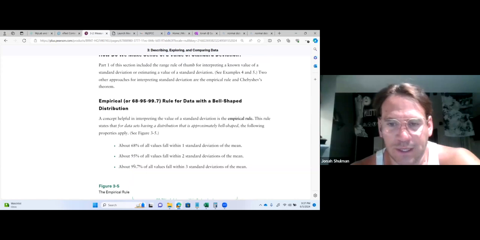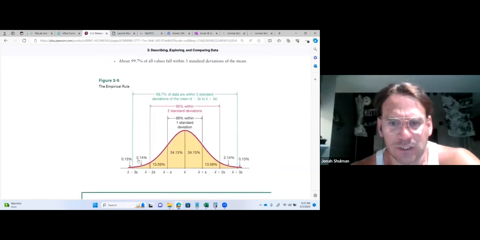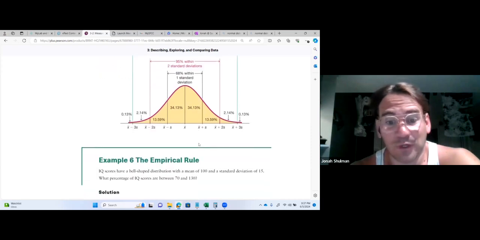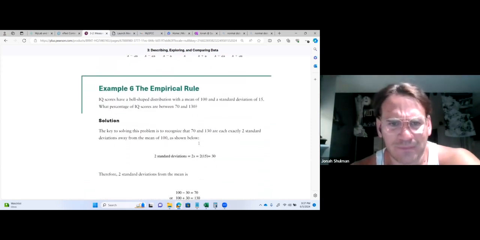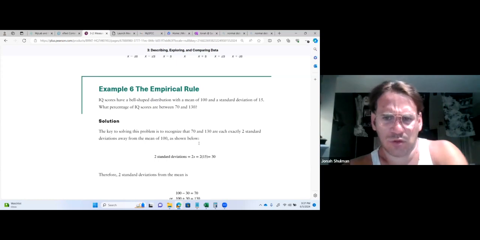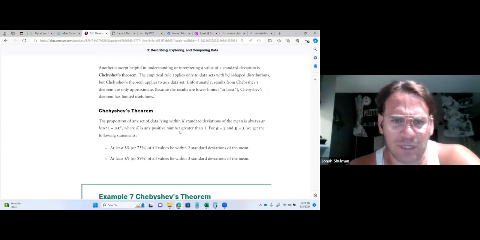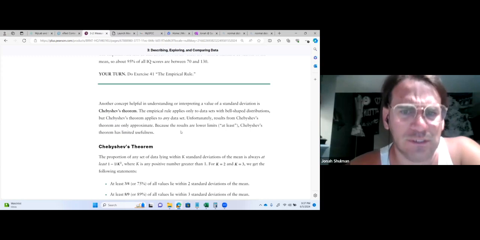And this is what I kept saying about the standard deviations. Their picture's a lot prettier than mine. What a surprise. They use the IQ score, which is cool. And we got something different. Okay, let's see what this stuff is.